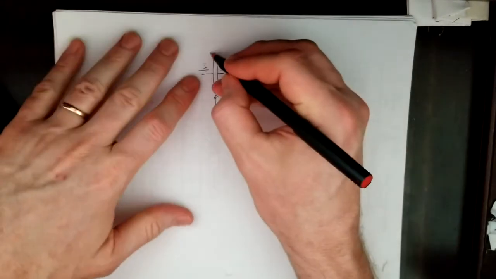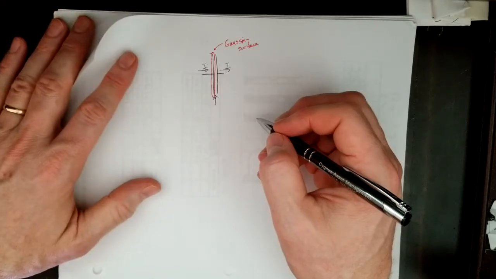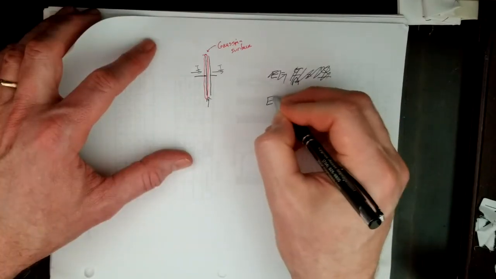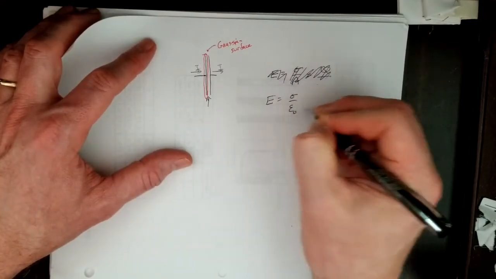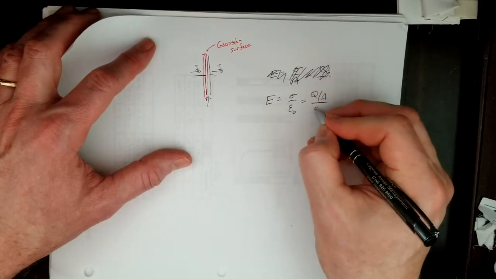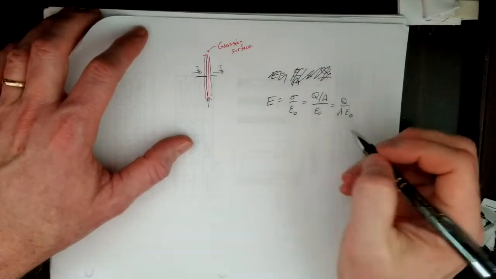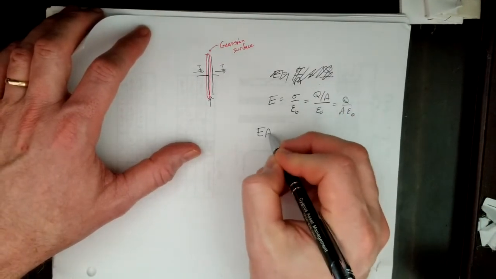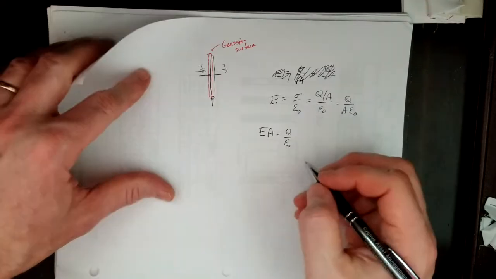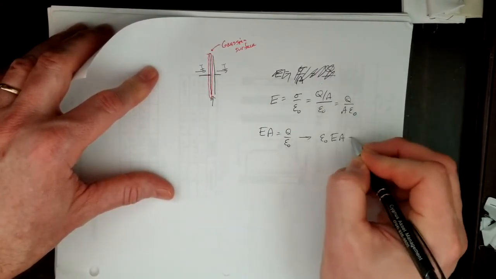So what I want to do is create a Gaussian surface around this plate right here. I know that the electric field between the plates is sigma over epsilon sub naught. Sigma is the charge divided by the area of the plate, so this is Q over A epsilon sub naught. If I multiply both sides times the area, I get EA is equal to Q over epsilon sub naught. And we'll take it one step further: epsilon sub naught EA is equal to Q.